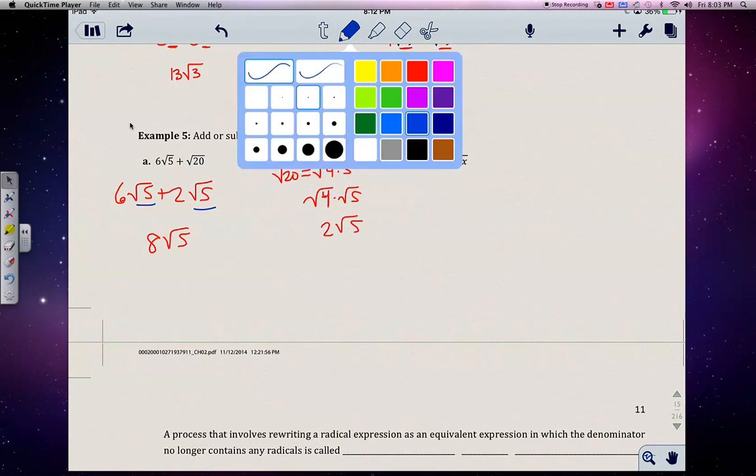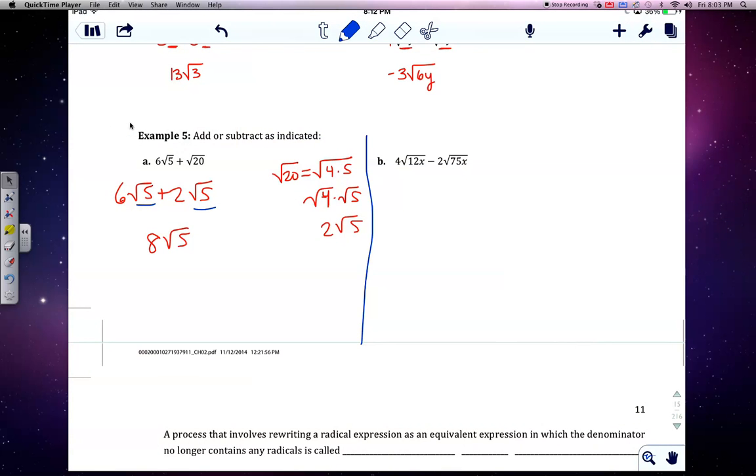Okay. In part D, these definitely aren't alike. I have square root of 12x, and I have square root of 75x. So I can't add or subtract as written there. So I'm going to look at square root of 12x off to the side. I'm going to write this whole thing out for square root of 12x. And that's the same thing as square root of 4 times 3, 12 is made up of 4 times 3, and 4 is the perfect square, and then the x is still there. So I get square root 4 square root 3 square root x.